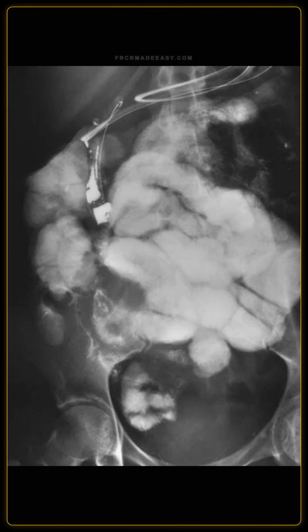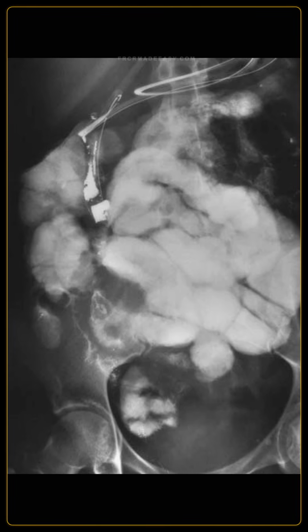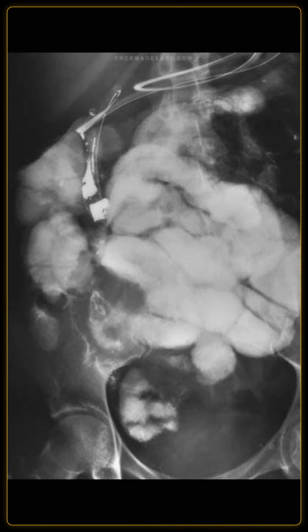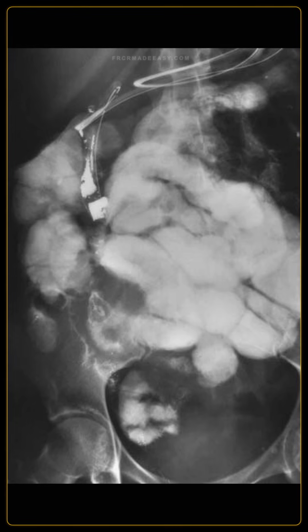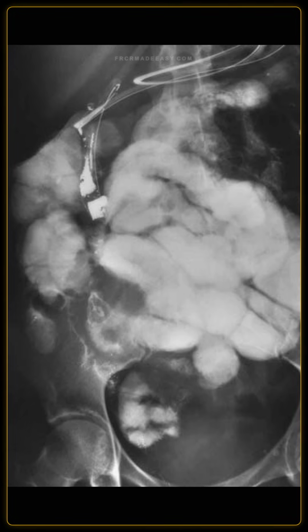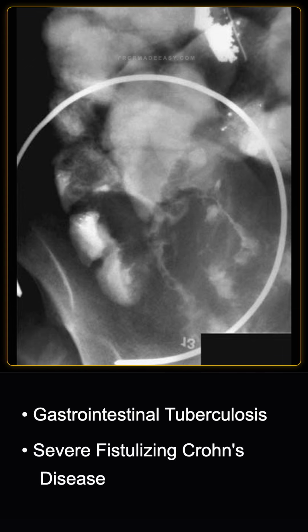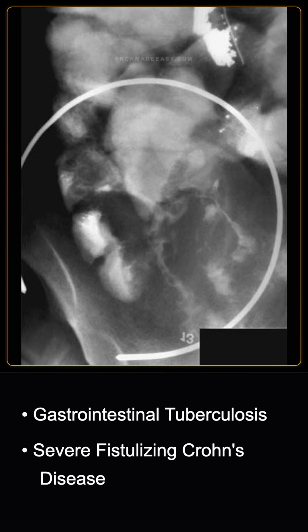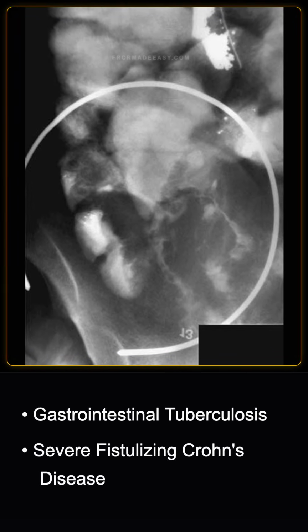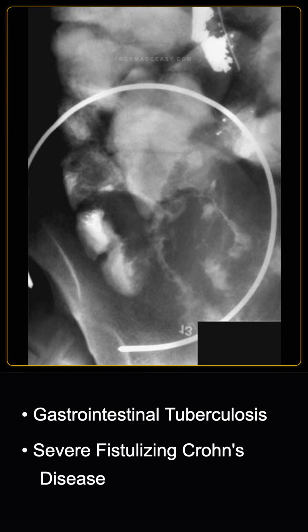What is your primary differential diagnosis for an inflammatory condition causing terminal ileitis, severe cecal contraction, and fistulation in an immunocompromised patient? The two primary considerations are gastrointestinal tuberculosis and severe fistulizing Crohn's disease.